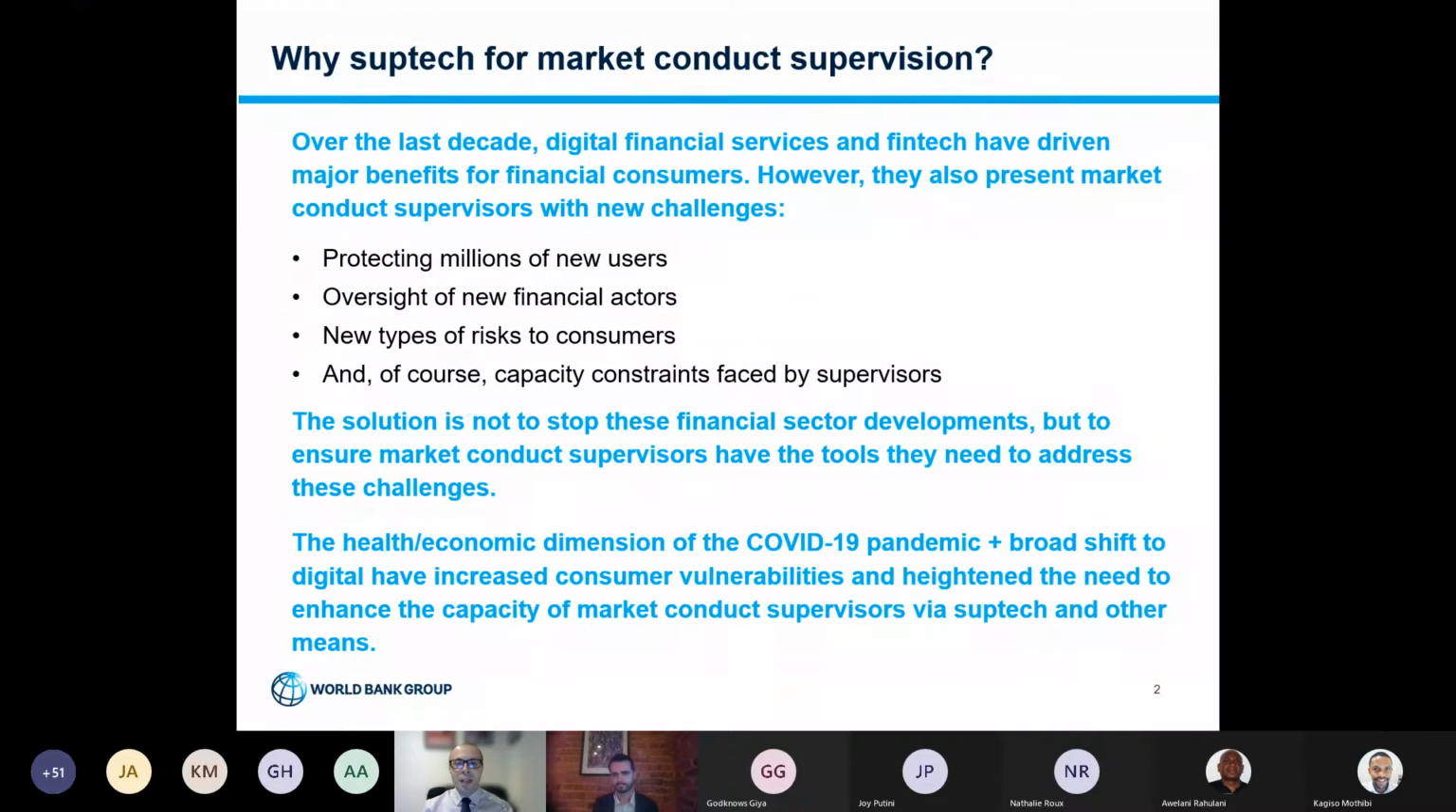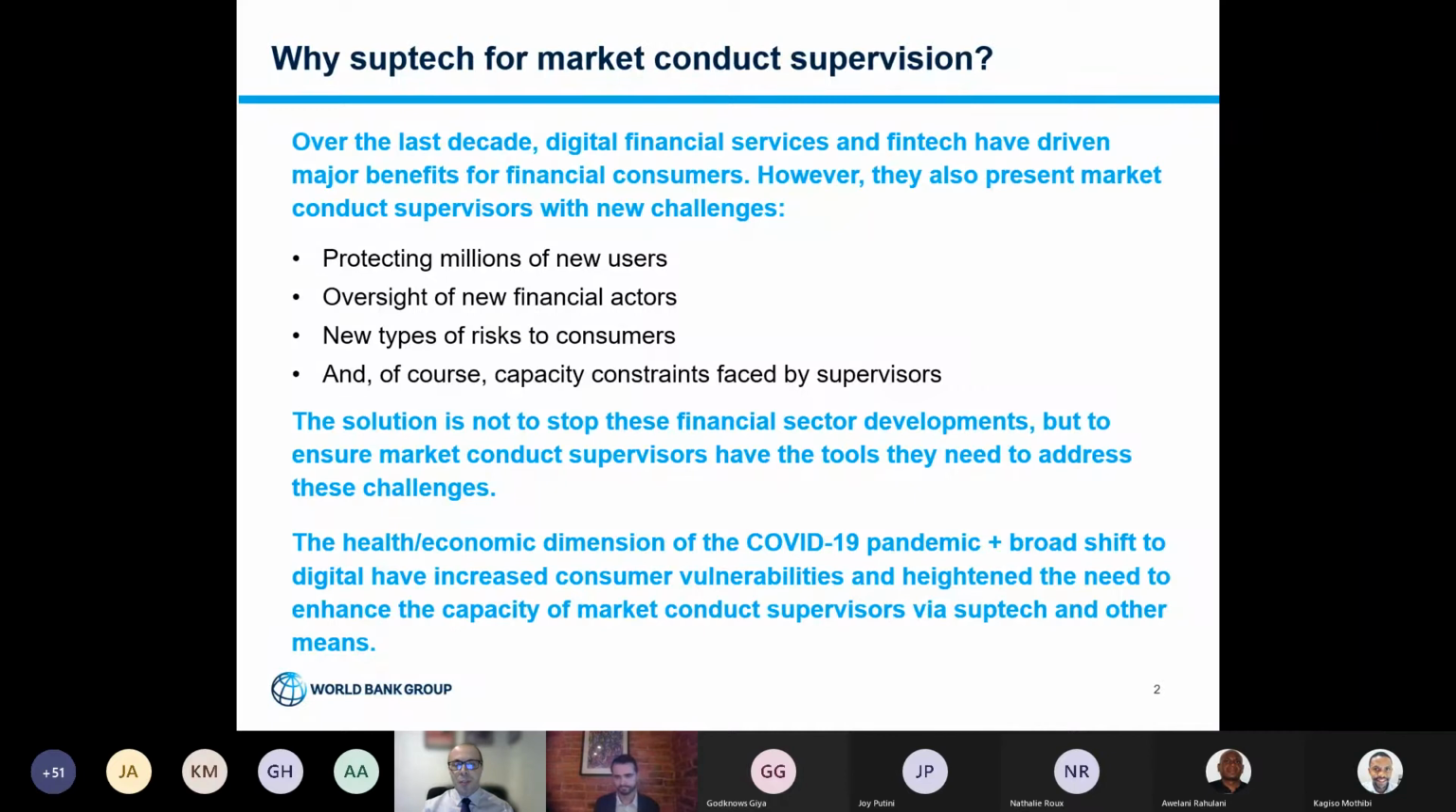And in the context of supervision, we have been trying to grapple with our colleagues in South Africa, as is the case in a lot of other countries, with some challenges that come in the context of trying to supervise consumer protection as markets develop very, very quickly.